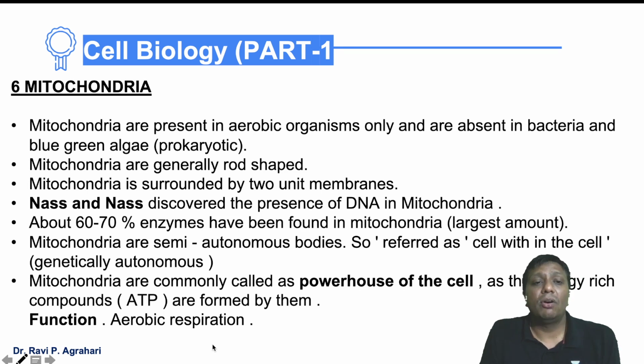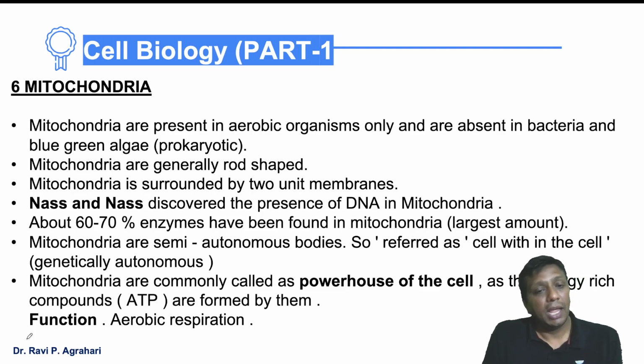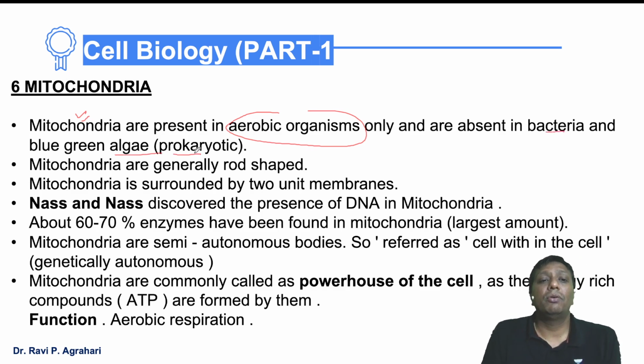Another cell organelle is the mitochondria. Mitochondria is very, very important for all of us. Every organism involved in aerobic respiration, meaning generating energy in the presence of oxygen, has mitochondria. So mitochondria are present in all aerobic organisms, only absent in bacteria, blue-green algae, the prokaryotes. The shape of mitochondria is rod-shaped, and it also has two membranes in the outer layer. Nass and Nass also discovered that mitochondria have DNA. That is the reason I told you guys about the three-parent baby or mitochondrial gene therapy. Mitochondria have DNA, and within the DNA there is the presence of genes.